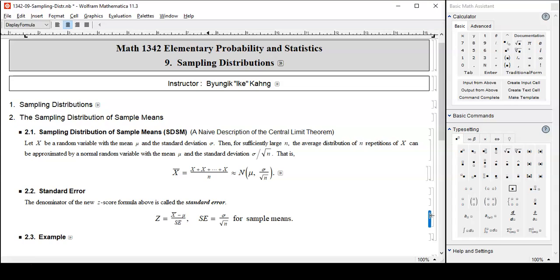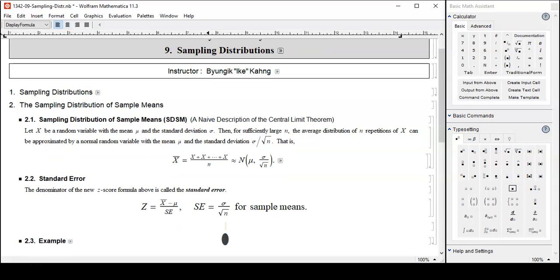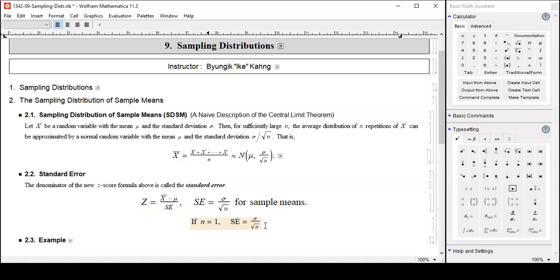Let me expand the font a little bit. So for sample means, SE, the standard error, is sigma over square root of n. This sigma, the standard deviation, is for individuals. Furthermore, let's make some further observations. If n is equal to 1, then SE is sigma over square root of n, right? But n is 1, so what do you get? Just sigma.